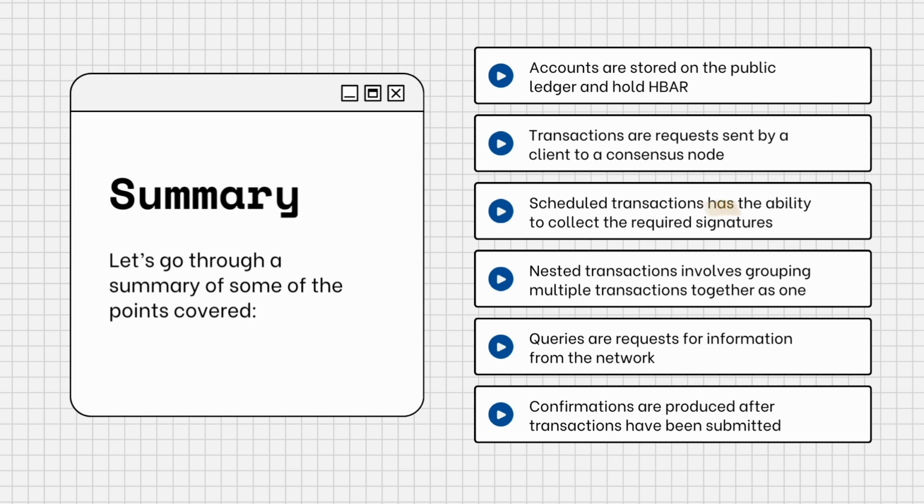Scheduled transaction is a transaction with the ability to collect the required signatures on a Hedera network in preparation for its execution. Queries are requests for information from the network. Confirmations are produced after transactions have been submitted to the network. There are 3 types of confirmations available: receipts, records, and state proofs.